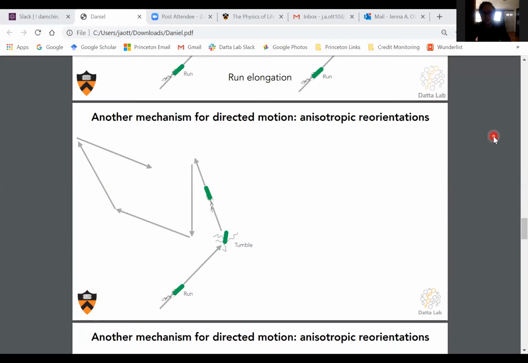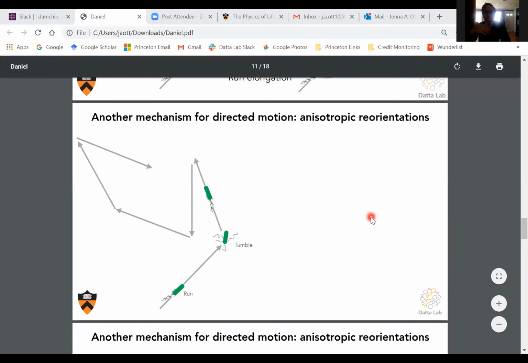Thanks, Jenna. Okay, so there's another more subtle way that cells can bias their motion on average. And this is by changing the angle, the degree to which they change their direction upon tumbling. So instead of taking this starting random walk, imagine that there's a gradient and you want to change direction less when you happen to move up the gradient in the right direction.